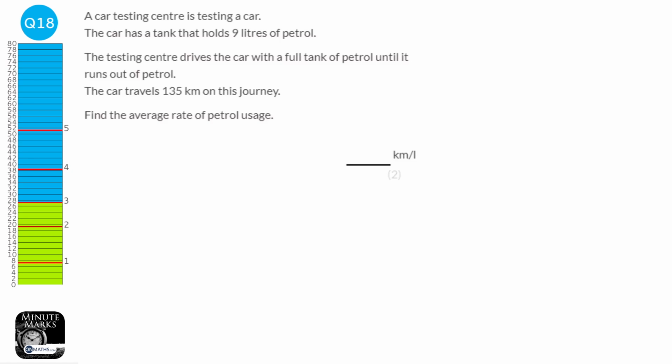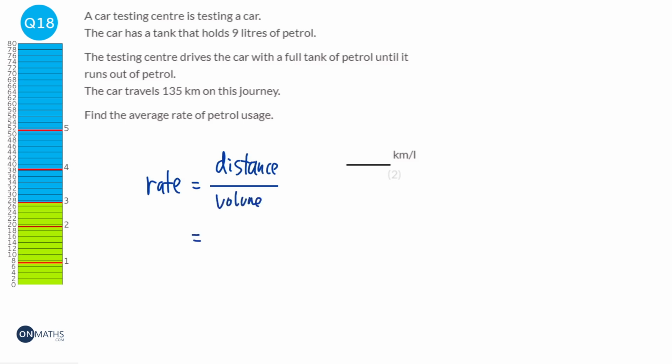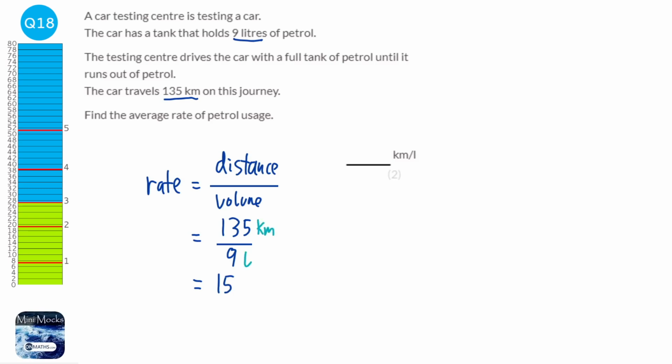To find the average rate of petrol usage, which I'm just going to call rate, what we're going to do is get the distance travelled by the car, and divide that by the amount of fuel used, so the volume of the fuel used. So the distance was 135 kilometres. The volume of the fuel used was 9 litres. We do 135 divided by 9, which is 15. So it's 15, and this was in kilometres, and this was in litres. So it's going to be 15 kilometres per litre.